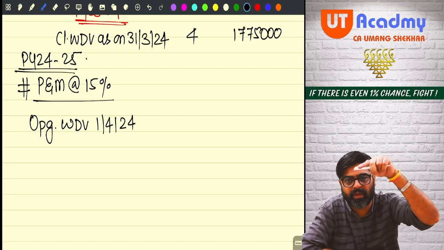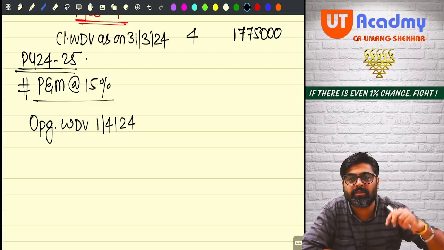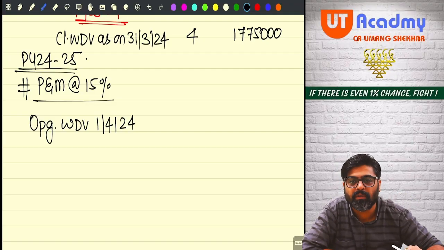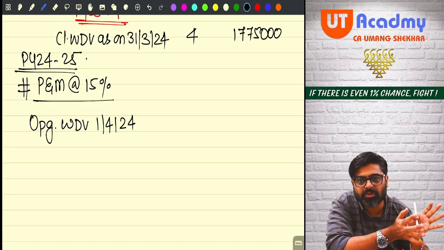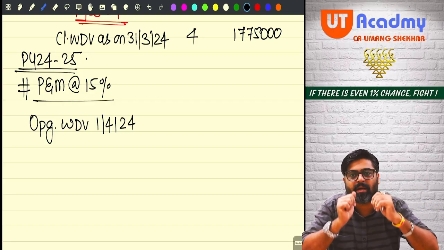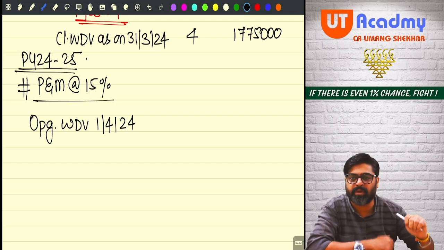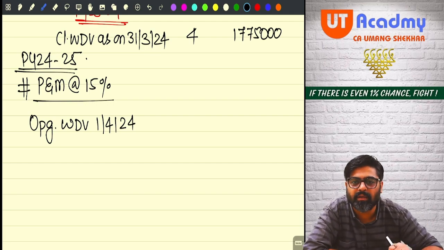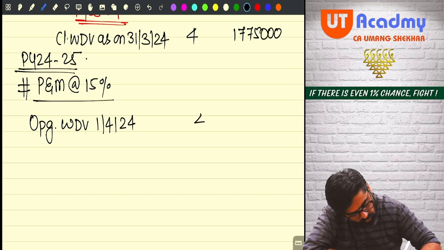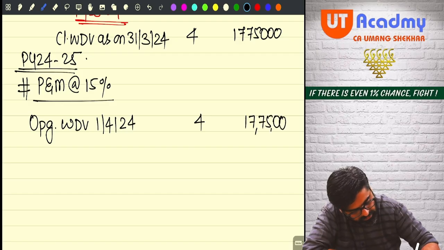4 assets were there, no? A, B, C, D. Having how much value? 17,75,000. That is nothing but the remaining cost of those 4 assets which are there in the block, which is yet to be claimed in the form of depreciation. So can I say there were 4 assets whose value was 17,75,000? Tell me yes or no.